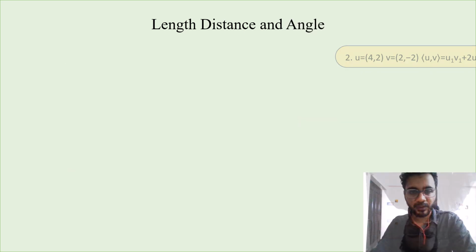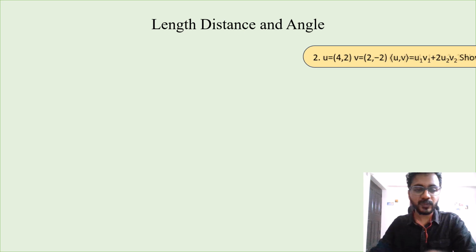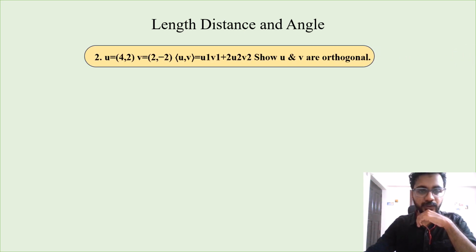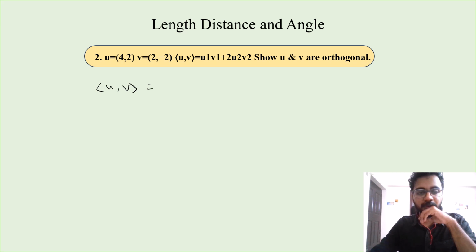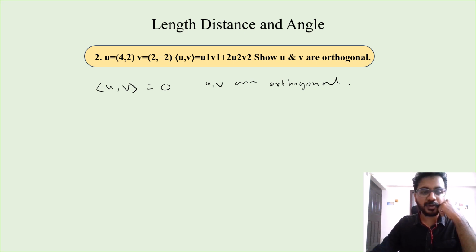Okay, so let's do some examples here. Here u is given as 4 comma 2 and v is given as 2 comma minus 2, and the inner product is given as u1 v1 plus 2 u2 v2. The question is: show that u and v are orthogonal. To check orthogonality, what's the equation? Inner product u comma v equal to 0. When this inner product of u and v is 0, we can say u and v are orthogonal. So we need to calculate the inner product u comma v. For u we can write 4 comma 2, for v we can write 2 comma minus 2.